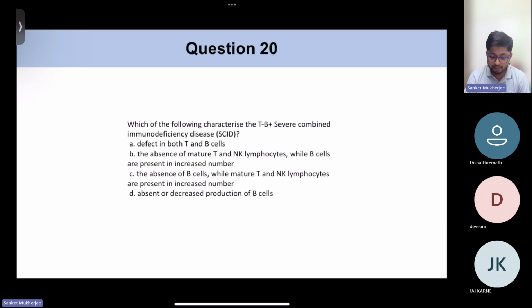Which of the following characterizes T minus B plus SCID? Defects in both T and B cells; the absence of mature T and natural killer lymphocytes while B cells are present in increased number; the absence of B cells while mature T and NK lymphocytes are present in increased number; or absence or decreased production of B cells. Option B. Absence of mature T and NK lymphocytes, that's why it's T minus, and B plus because B cells are increased.